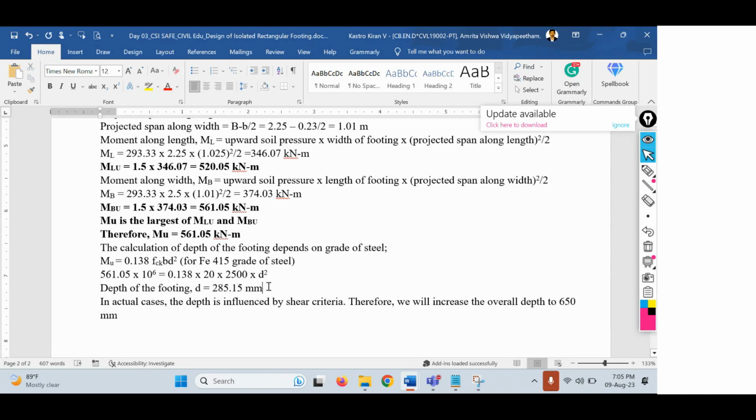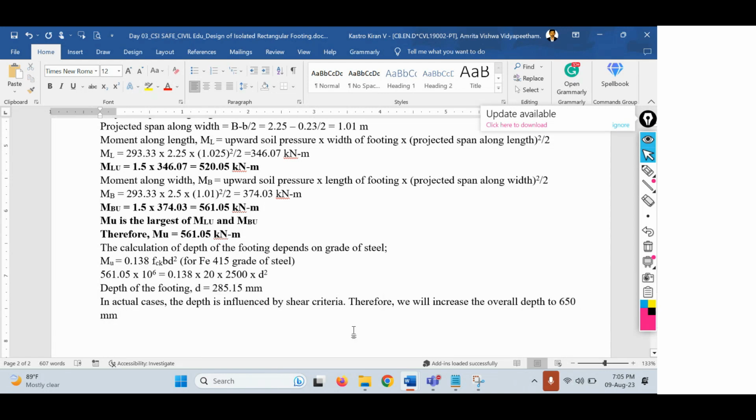If you round it off to the nearest possible value, let's say some 300 mm, now it will be safe in flexure criteria, but it will never be safe in shear criteria. That you will understand, especially when you are designing it in the Excel sheet validation. In tomorrow's session, I'll show you how to validate the same result in the Excel sheet also. Then you will understand this depth. But for the time being, just remember that I'm increasing the overall depth to 650 mm.